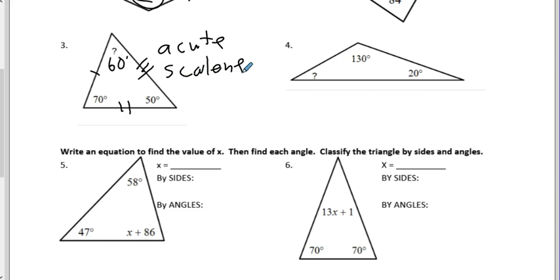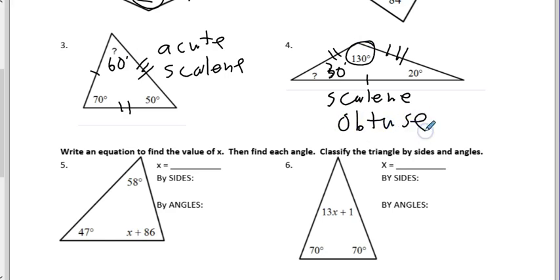This one looks similar to number 1. I have $180. I spend $130 at the first store. I spend $20 at the second store. That leaves me $30. The difference between the first one and this one is, again, I have 3 different angles. So I have 3 different side lengths. Okay? Therefore, it is scalene again. And I also have an obtuse angle. So that makes an obtuse triangle.